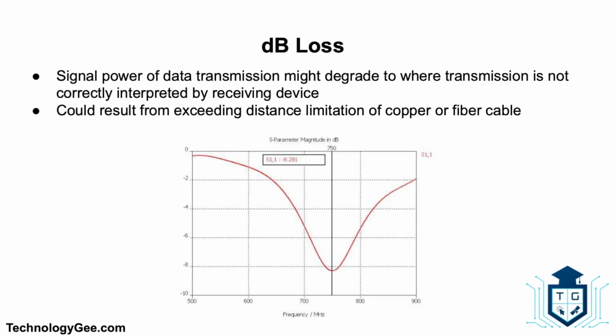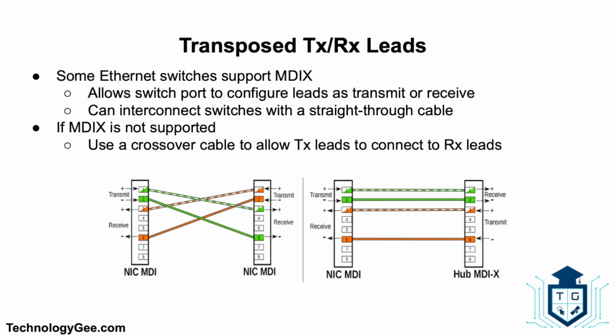Then we have decibel loss. So the signal power of a data transmission might be degraded to the point where the transmission is not correctly interpreted by a receiving device. This loss of signal power, called a decibel loss, could result from exceeding the distance limitation of a copper or fiber cable.